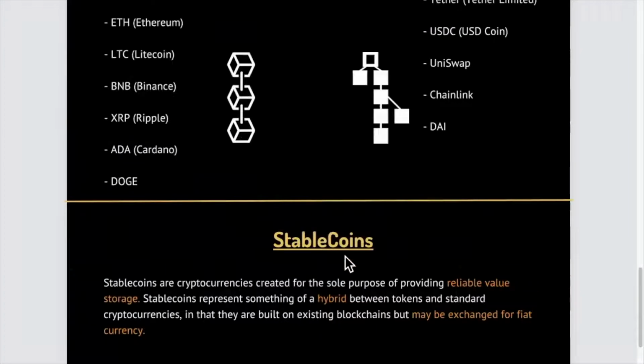Stablecoins are cryptocurrencies for the sole purpose of providing reliable value storage. Stablecoins represent kind of a hybrid between tokens and cryptos because they're built on an existing blockchain, but they can be exchanged for fiat currencies. So you don't only have to use them on that blockchain, you can also exchange them for fiat currencies, which are things like the US dollar, the Canadian dollar, the Japanese yen.